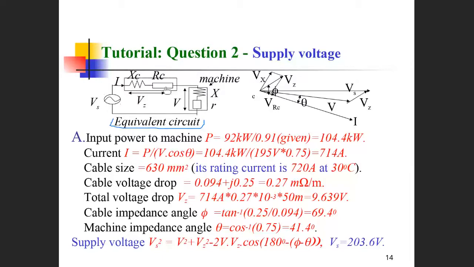We use the cables. The cable has equivalent cable reactance and equivalent cable resistance, and the cable has a voltage drop here. We're using Vz to represent the cable voltage drop, and we have the machine. The machine has equivalent resistance R and equivalent reactance X. The total voltage drop across the machine is V.